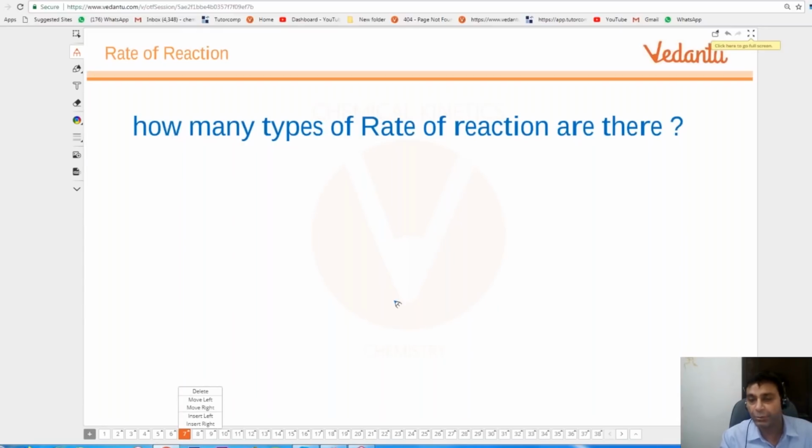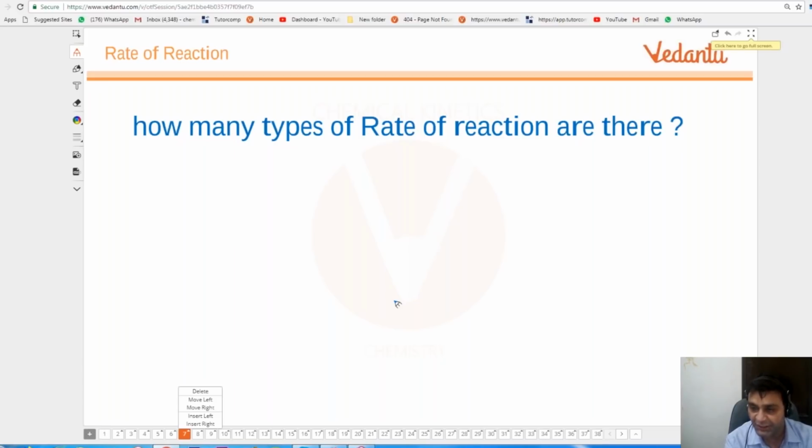So, how many types of rate of reaction? See, if I ask you in physics terms, how many types of speed of any process? Suppose a car is moving from point A to point B in time t, it is moving with a certain speed, right? Now, what are the types of speed? You are students of non-medical, you might be very good at physics. So let me know, what are the different types of speed?